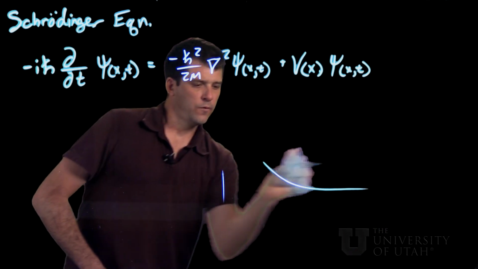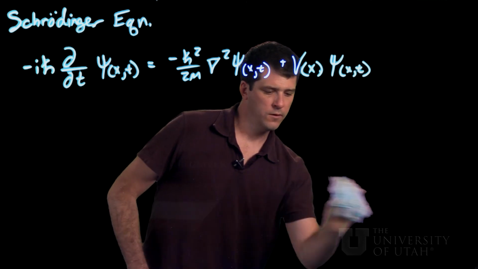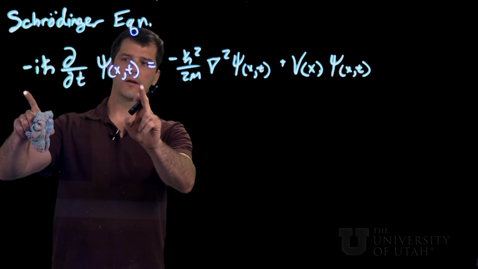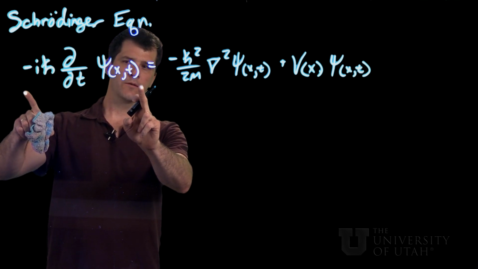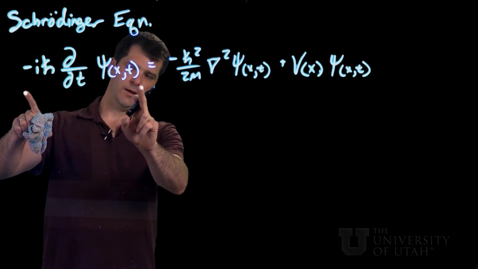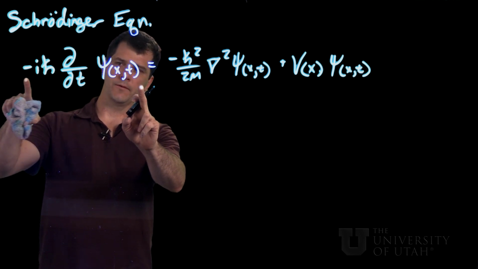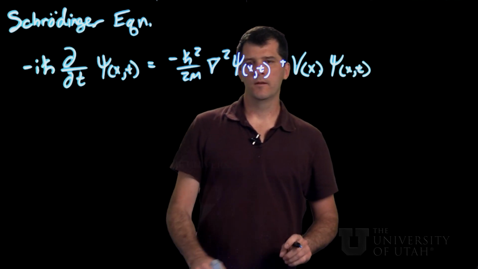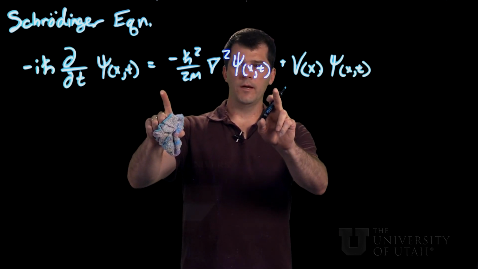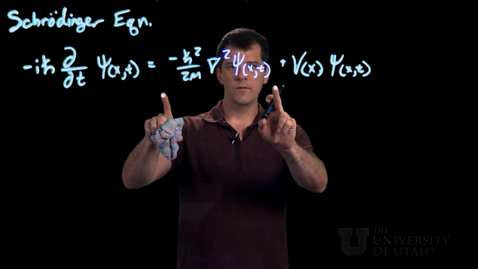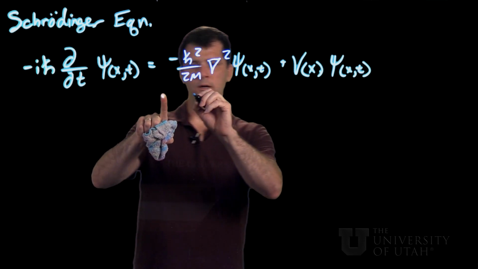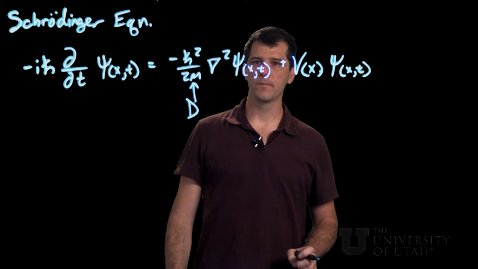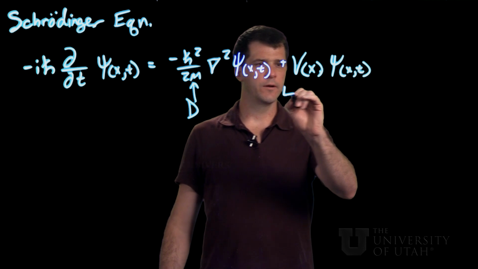Okay, so let's define the terms here. So the left-hand side is talking about the time evolution. And remember, this looks just like the d by dt side of the diffusion equation, except we've got this complex negative i h bar in front of it. This side looks exactly like the diffusion equation, where before we had a D here, now we've got this thing, negative h bar squared over 2m. And then we add in this extra part here.